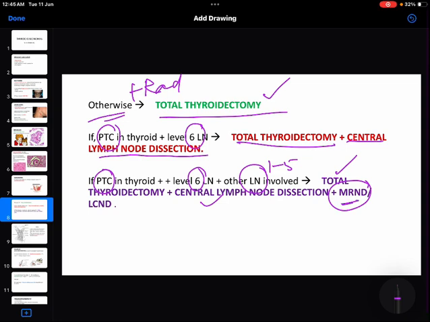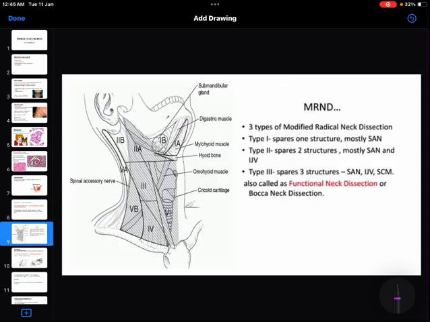So now we have to see what this MRND is. MRND means modified radical neck dissection.